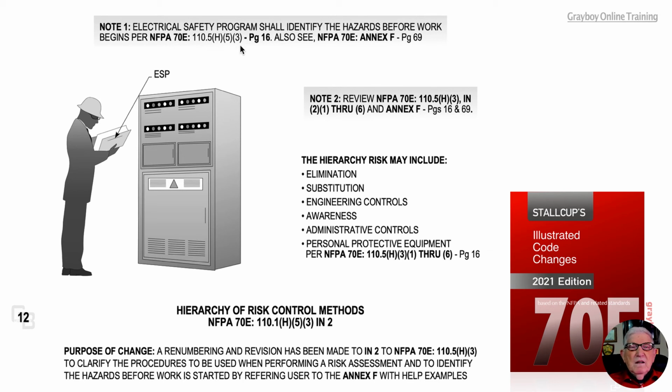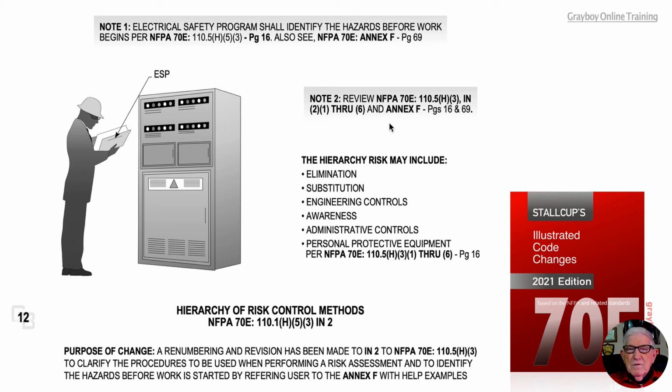110.5H53 on page 16. Also see NFPA 70E Annex F on page 69. Now, Note 2 just gives a suggestion that 70E 110.5H3 Informational Note 2 1 through 6 and the Annex F should be reviewed carefully.